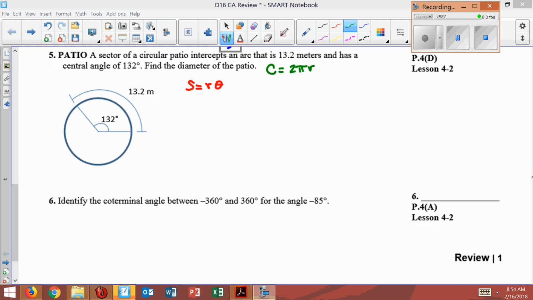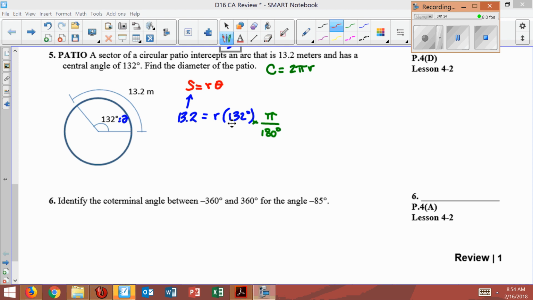Now in this case, we know that our theta is 132 degrees. However, any formula in mathematics is based off of radians, not degrees, so we'll have to change that. Our arc length here is 13.2. We don't know the radius, but we do know the angle is 132 degrees. But I don't want to keep it in this form. I need to switch it to radians. So remember, if you want to cancel degrees, you're going to divide by the degrees, which is 180, and multiply by pi.